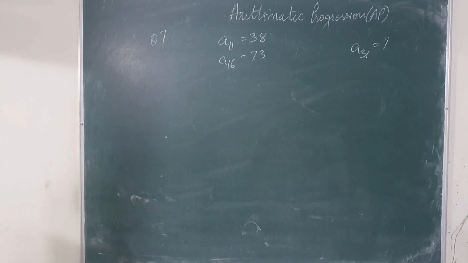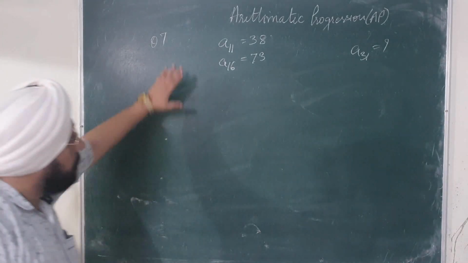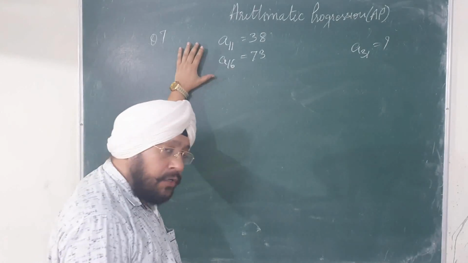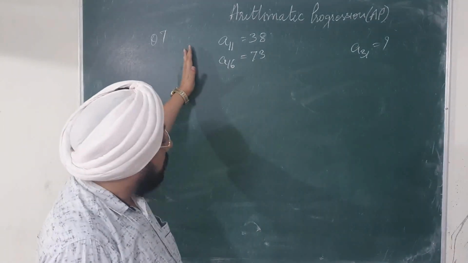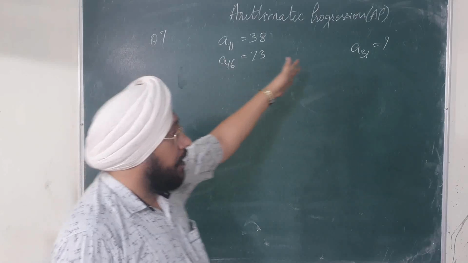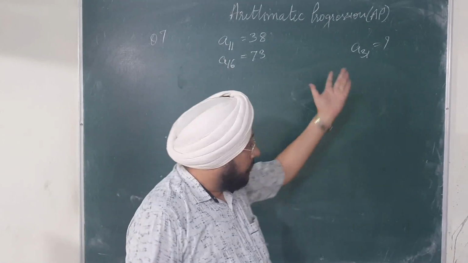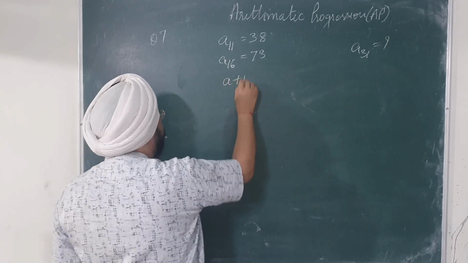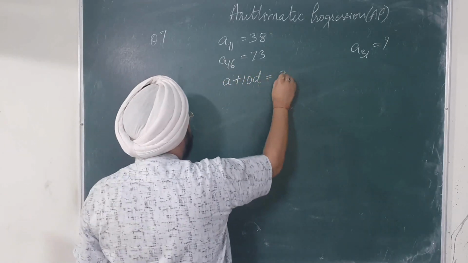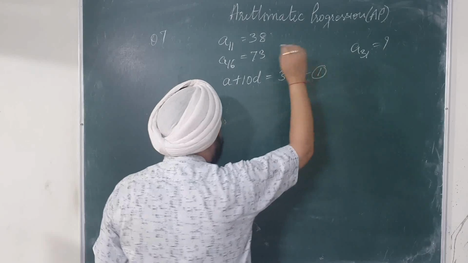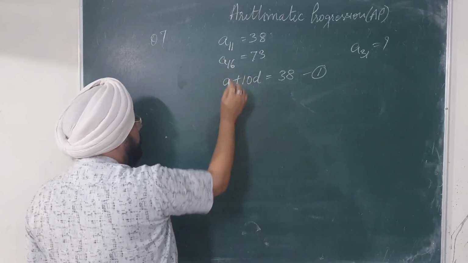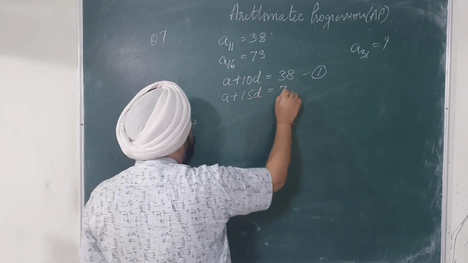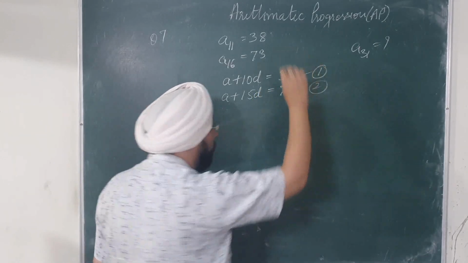Now it's clear that from these two conditions we have to find a and d, because after finding a and d we are able to find any particular term. So let's see how to find it. 11th term means a plus 10d. This is 38, let it be equation number 1. 16th term means a plus 15d, that is equal to 73. So this is equation number 2.